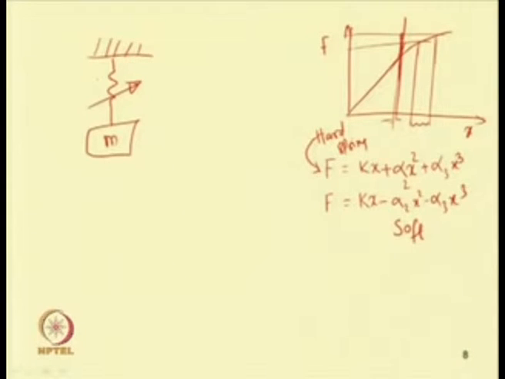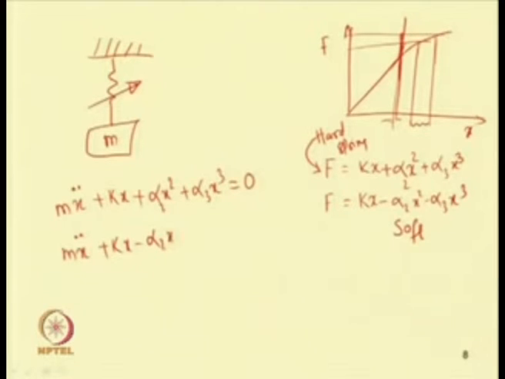So, by taking either a soft spring or hard spring, the equation of motion for the system can be written in this form, that is m x double dot plus k x, this is the linear part, plus alpha 2 x square plus alpha 3 x cube. As no external force is acting on the system, this will be equal to 0. Similarly, for the soft spring we can write m x double dot plus k x minus alpha 2 x square minus alpha 3 x cube equal to 0.